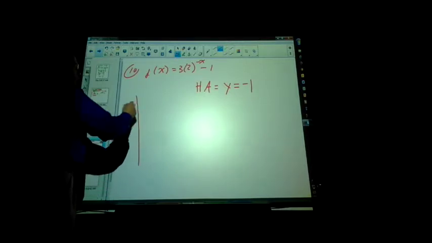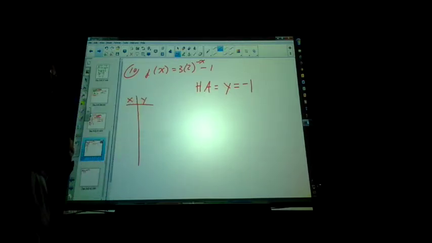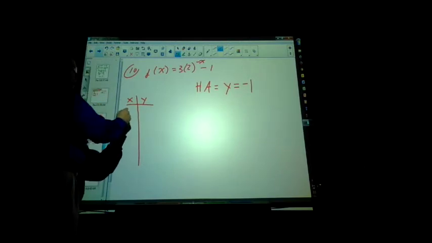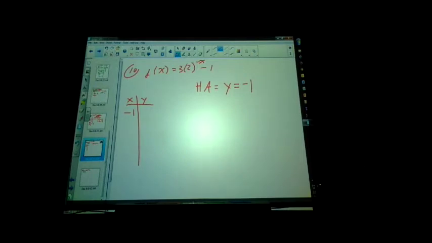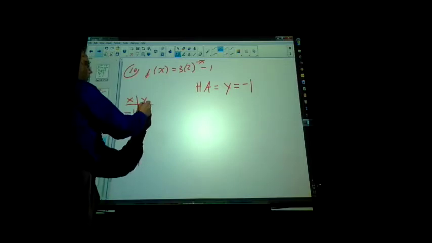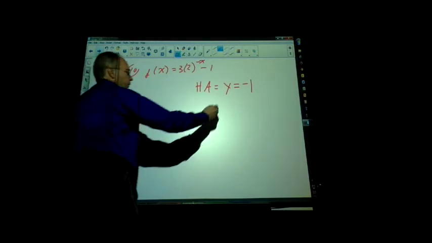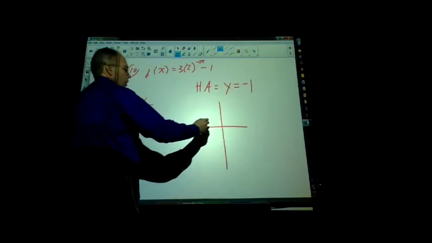All right, T-table it. If I plug negative 1 in, negative 1 plugged into negative x becomes positive 1. Let me get through this, please. If I plug negative 1 into negative x, what value is it? 1. So 2 to the first is? 2 times 3 is? So 6 minus 1 is 5. So negative 1, 5.